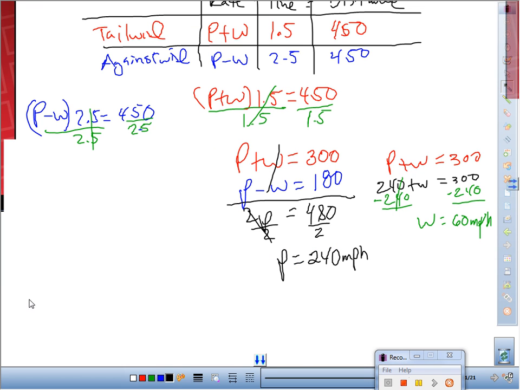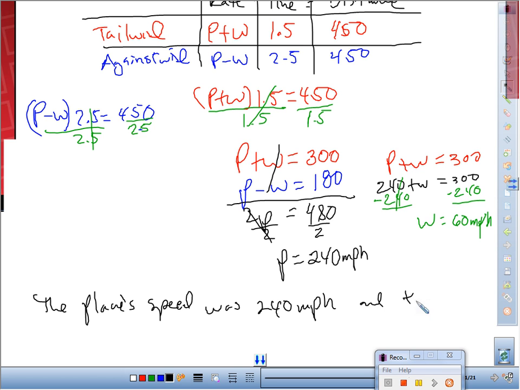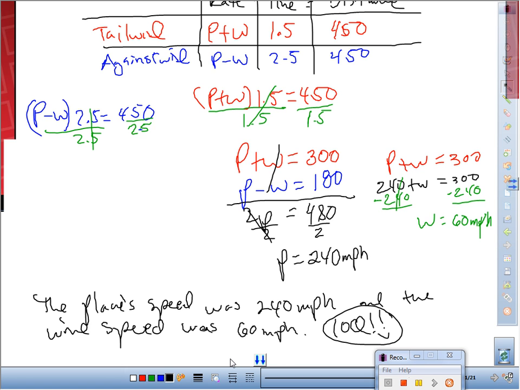And our statement: the plane's speed was 240 miles per hour, and the wind speed was 60 miles per hour. Thank you. Hands if you got that by yourself.